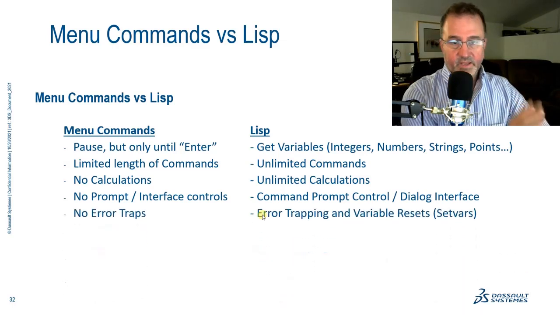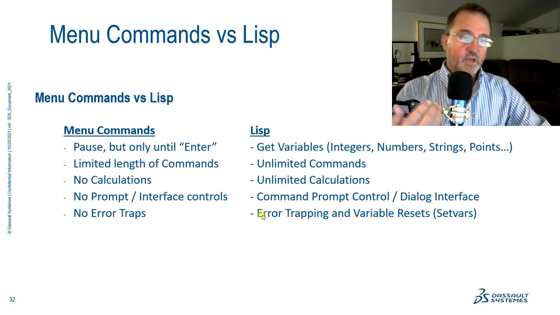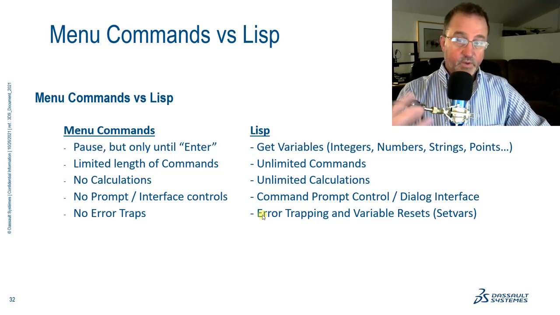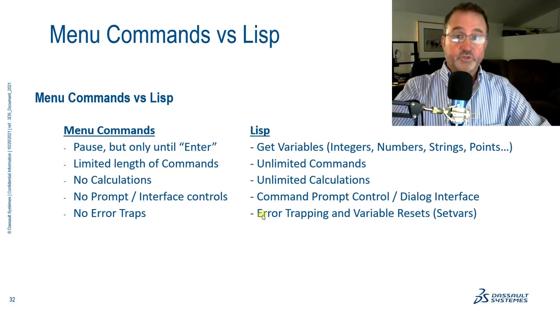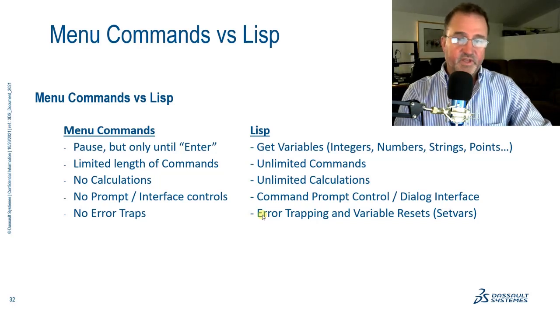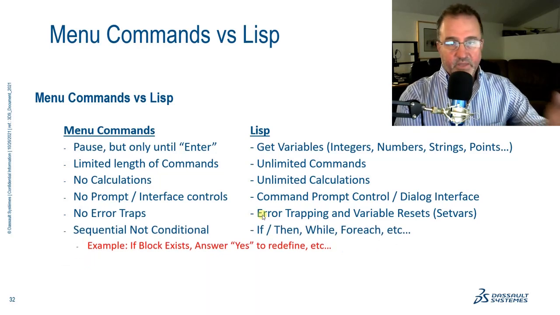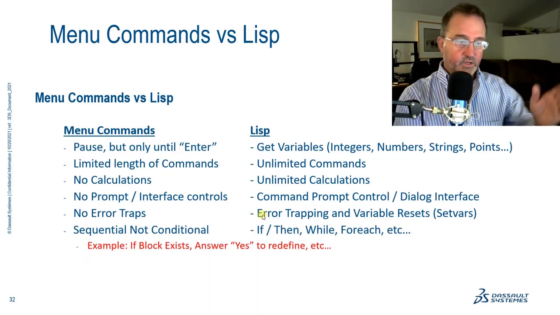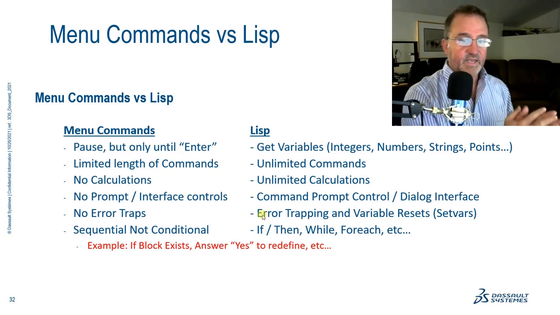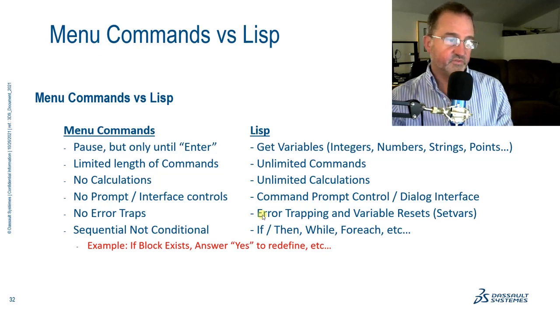Now in a menu command, it's sequential. I cannot stop if there's a problem, if there's an error. If something breaks, it basically breaks. In Lisp, I can actually create different error traps that say, if this blows up or something doesn't work, if an error is caused because the user does something wrong, go ahead and reset my variables that I had before I started that sequence of events. So there's things you can do in Lisp in terms of error trapping. And like I said, menu macros are sequential. They're not conditional. I can do a sequence of events, but I can't say if the value is this, do this event over here or do this other event over there.